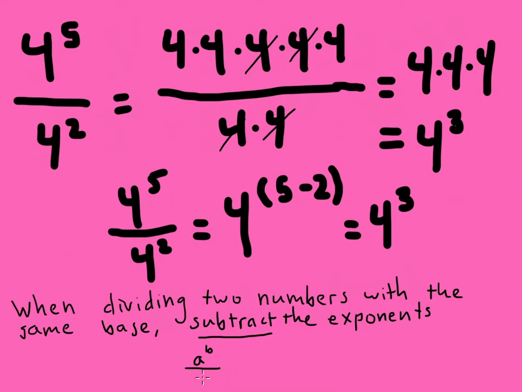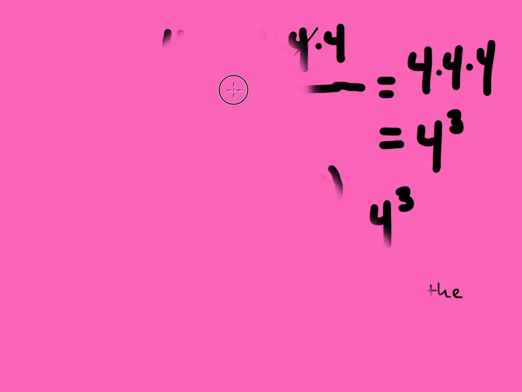Now it works the same way with variables. A to the b power divided by a to the c power is going to be the same thing as a to the b subtract c power. So dividing numbers with exponents is like you subtract the exponents. That's our little shortcut. Okay, moving on.